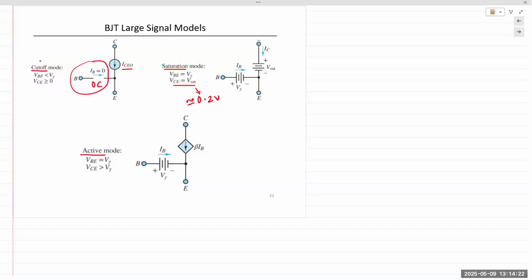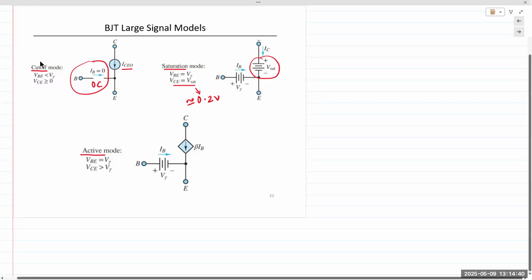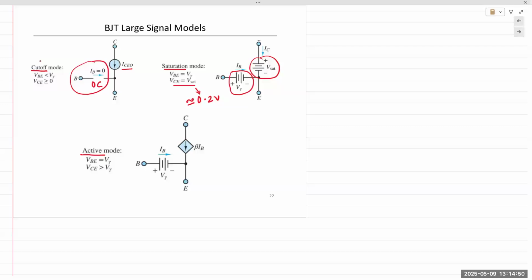Okay, so in this saturation mode, the voltage at the collector and emitter and the base and emitter is pretty fixed. And so we can represent both of those as constant voltage sources, because the voltage is not going to change. So we can model both junctions as voltage sources. Here's V gamma, the voltage required to turn on the base-emitter junction, and then VSAT is the VCE.